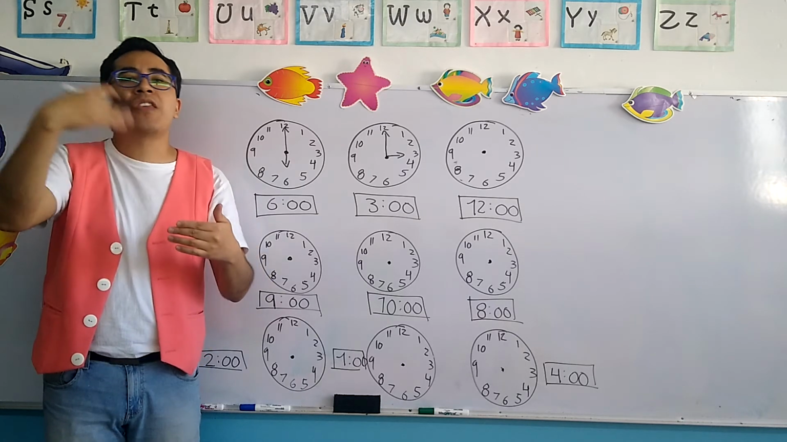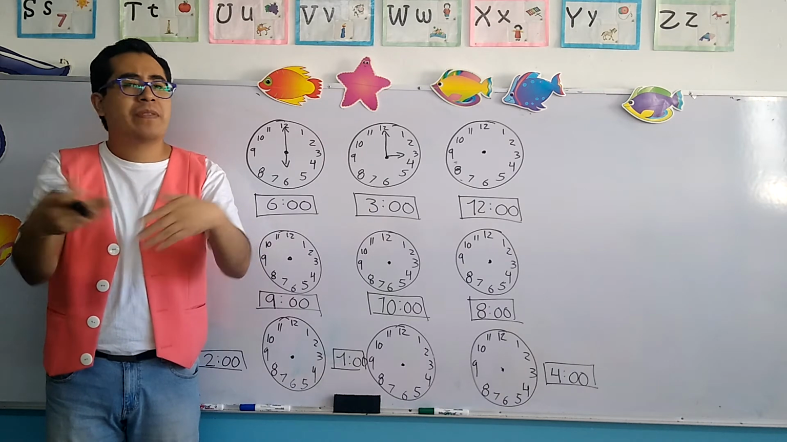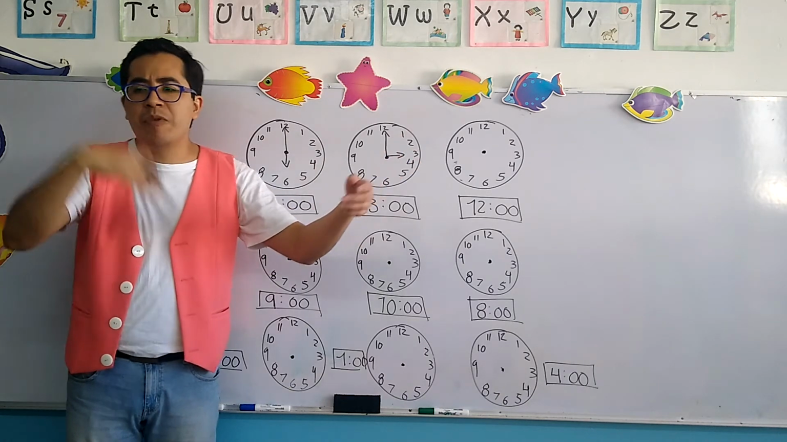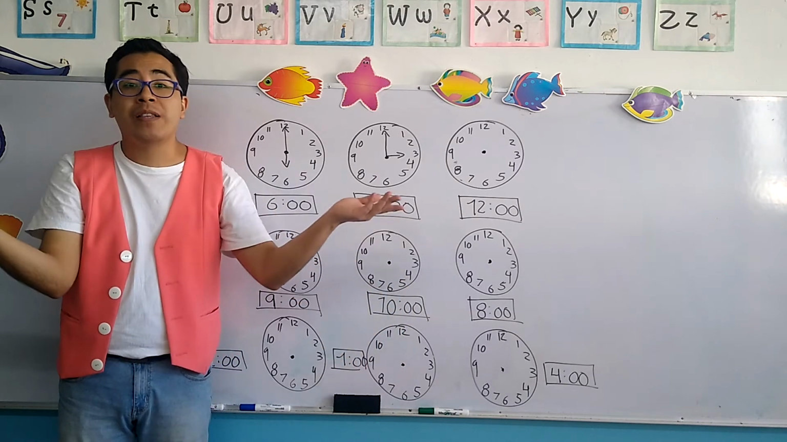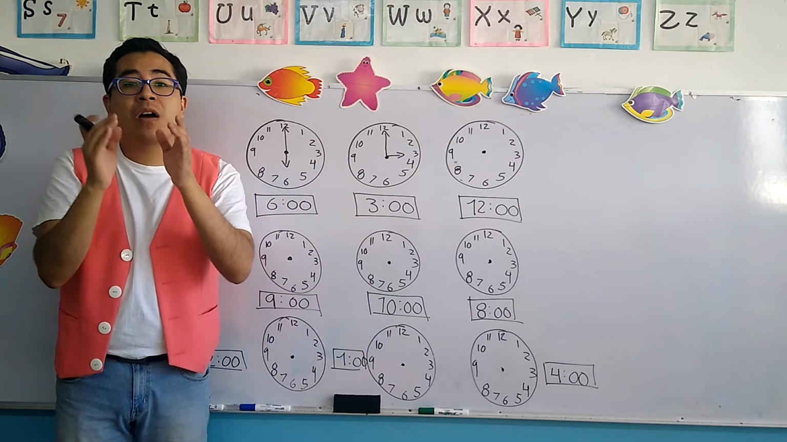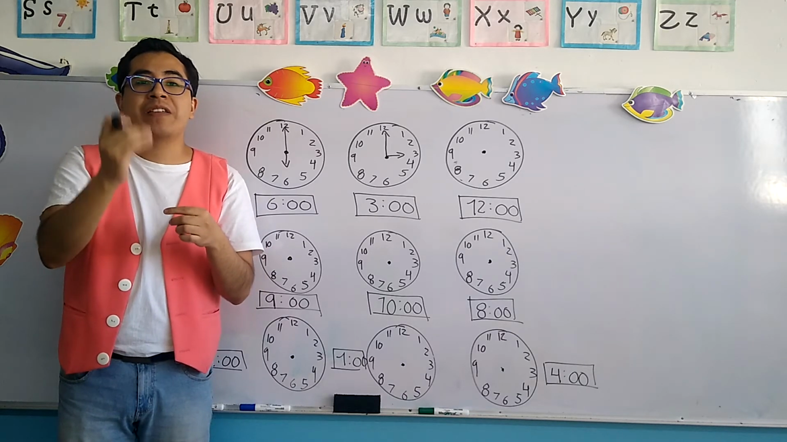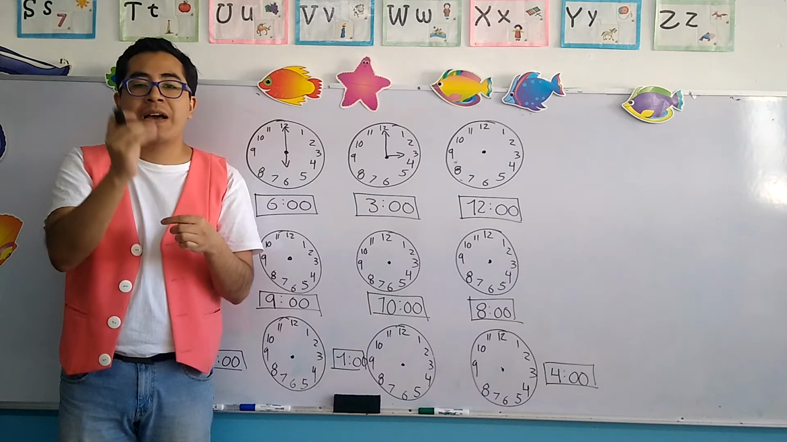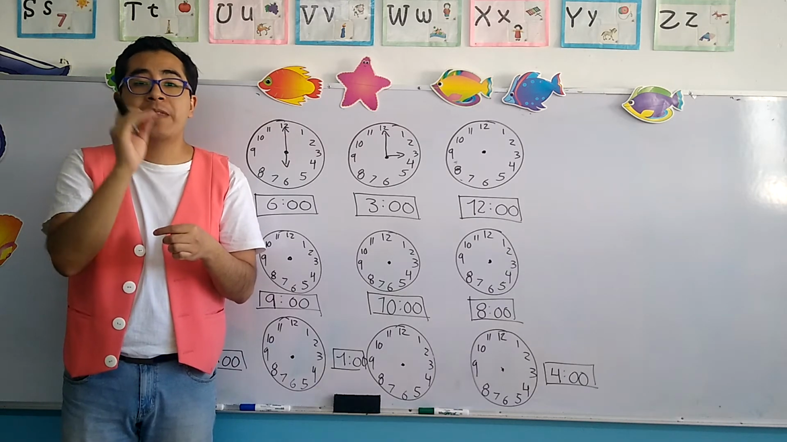Because if we only say 3 what? Porque si únicamente decimos 3 ¿qué? 3 cats, 3 dogs, 3 pencils, 3 teachers, 3 what? So when we say o'clock, cada vez que nosotros decimos en punto, estamos dando a entender que hablamos acerca de la hora. So it's very important to specify that.